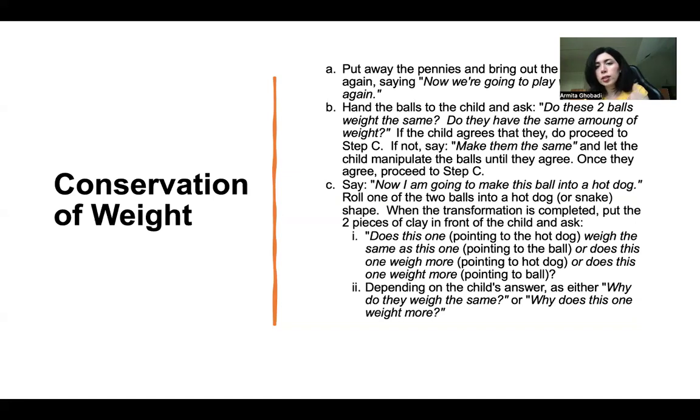About weight, it's just the same. Again, you're going to go through different steps. For example, you're going to make a bigger snake versus a small one. You're going to ask them clarifying questions, or call them hot dogs or something like that. At the end, you're going to challenge them a little with clarifying questions, or try to understand their logic.